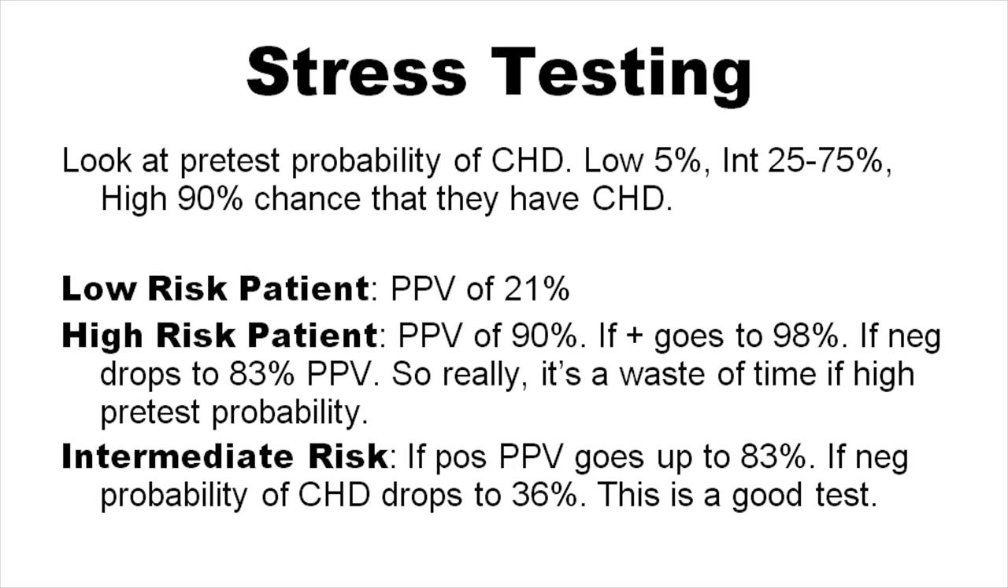If it's negative, it drops to 36%. So going from 50% down to 36%, this is a really, really good test. This test can take us from a flip of a coin to an 83% chance they have it or a 36% chance they have it. So it's a really, really good test. It could easily rule in or rule out who has it and who doesn't.